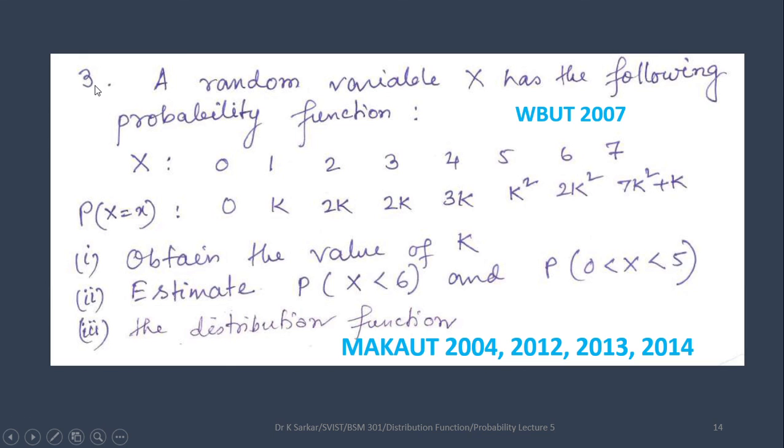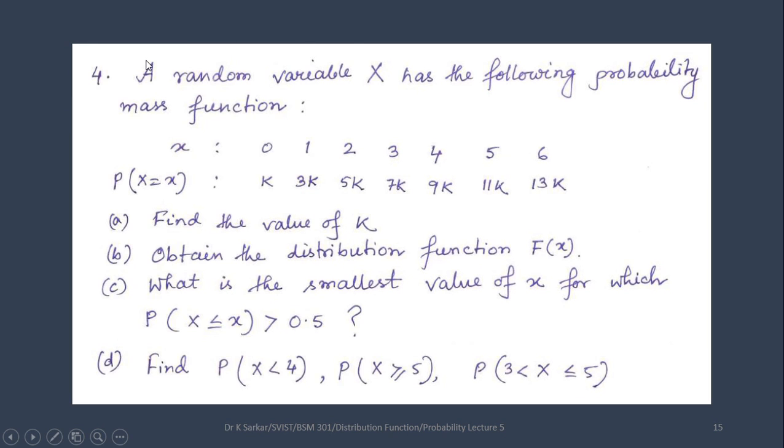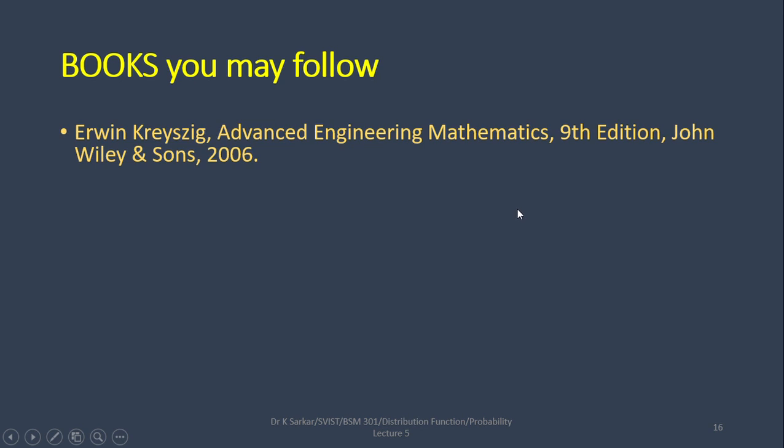Then question number 3. Question number 1 and question number 2 we have already discussed in lecture 4. So question number 3 you will do now. And look, this question has appeared so many times in the MAKAUT exam. Question number 4: A, C and D you have already solved in lecture 4. So today you will do part B. Here, books you may follow.